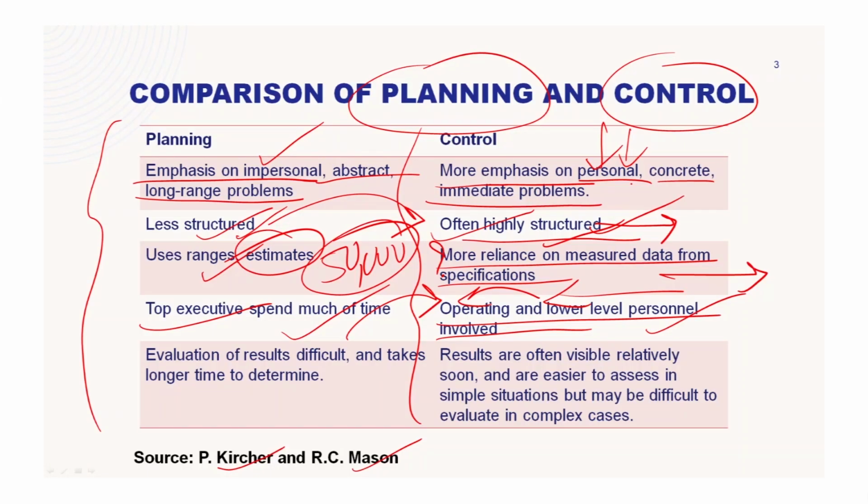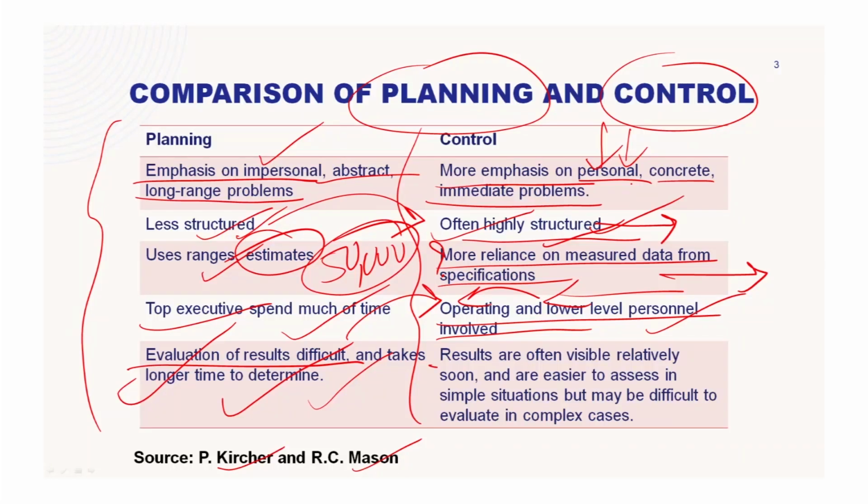We have already discussed in the planning portion that the top managers, the good brains in the organization, will be involved in the planning processes, or defining the objective of the organization. Whereas the operating, lower level, more technical employees will be more engaged in achieving those standards set by the top level managers, because in the planning stage only we set the standards. And the operative levels will be directing their efforts to achieve these standards set by the top level managers. Last one is evaluation of result is difficult and it takes longer time to determine.